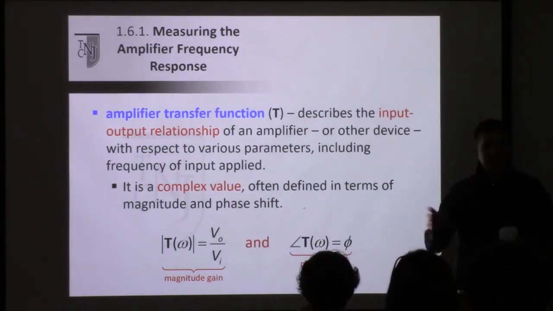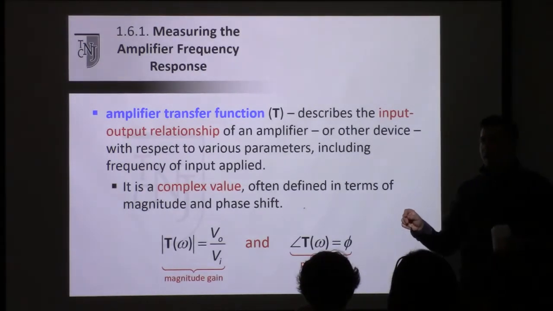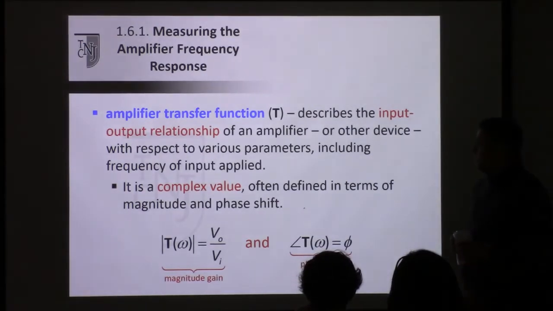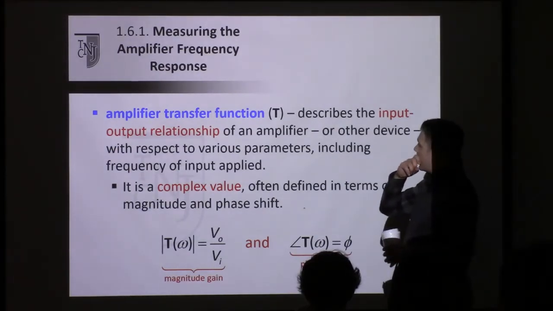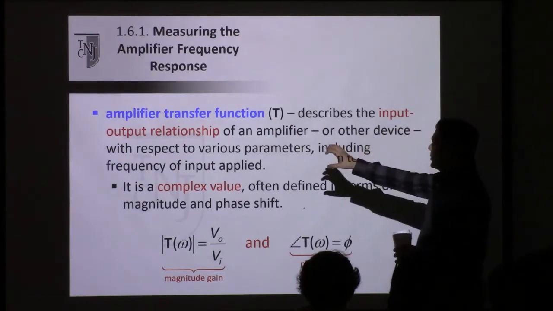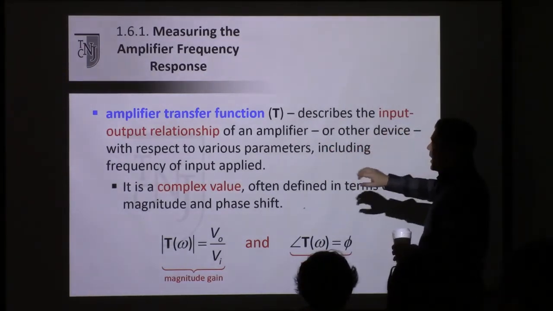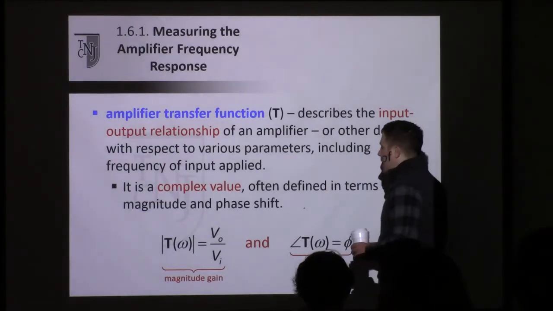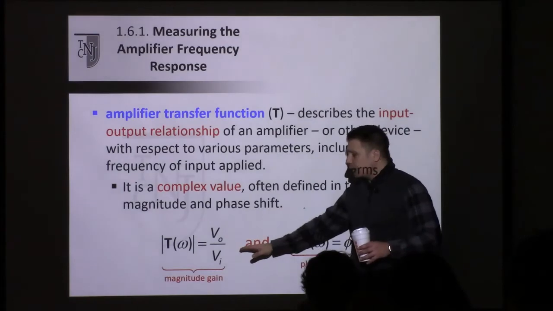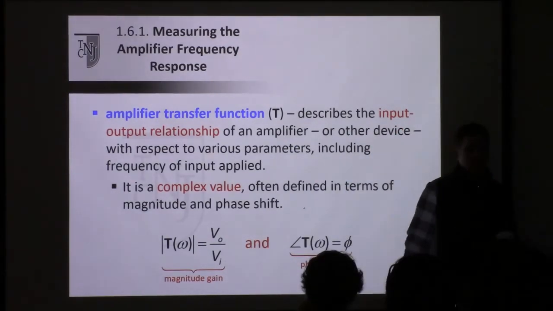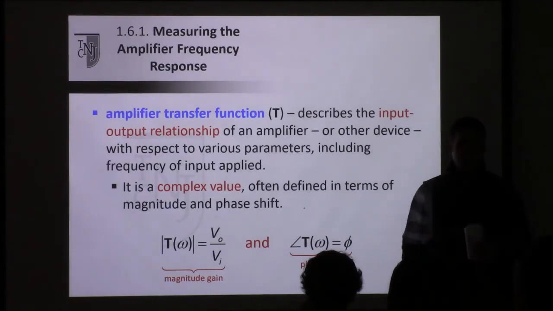Is the phase of the individual harmonics shifted as frequency changes? So the transfer function doesn't necessarily have to be an amplifier. It describes the input-output relationship of any device or process with respect to various parameters, including the frequency of the input applied. It's a complex value, often defined in terms of magnitude and phase shift. If we wanted to, we could also describe it in terms of its real and imaginary components.